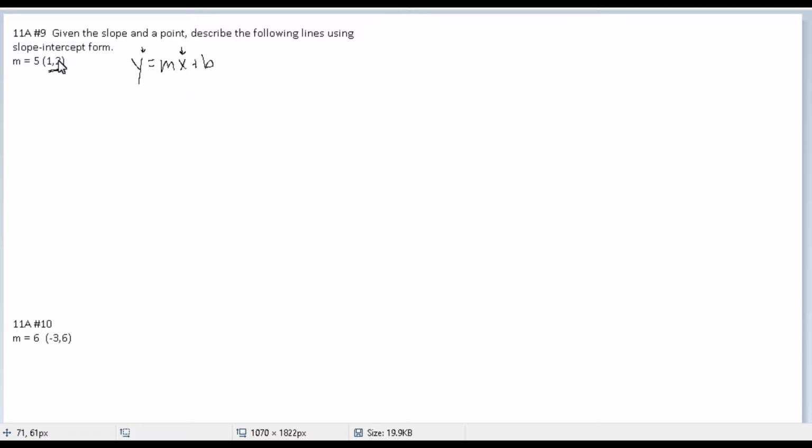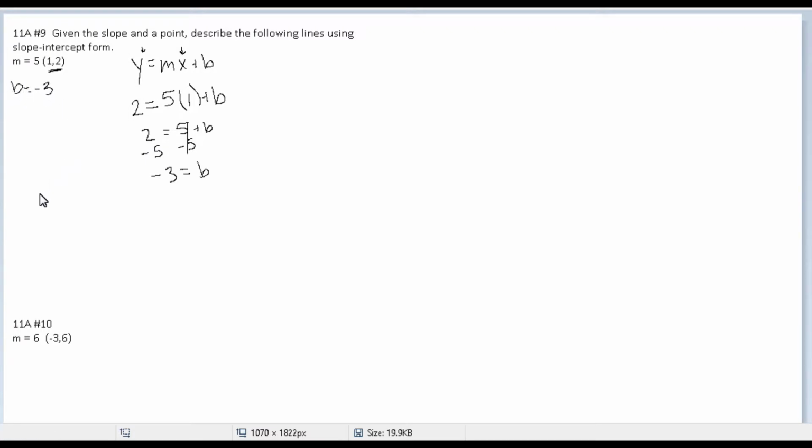So y is going to be from our point right here, so that's 2. Our m was given to us, our slope is 5. Our x is from our point, so that's 1. And then b is what we're looking for. So now we have a simple algebraic equation. 5 times 1 is 5. And then we're going to subtract 5 from both sides. We end up with -3 equals b. So now we have our m and we have our b.